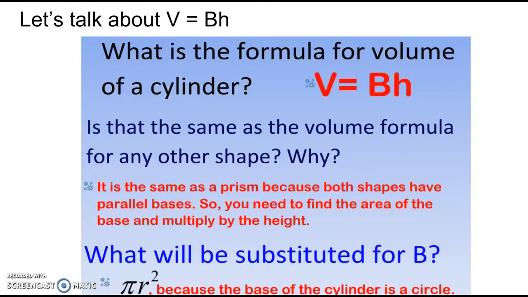Then they ask, what will be substituted for B? Or what is the formula for B? B is the area of the base. And in the case of a cylinder, the base is a circle. So the area of a circle is pi r squared because the base of the cylinder is a circle.